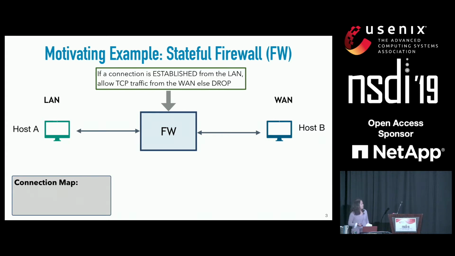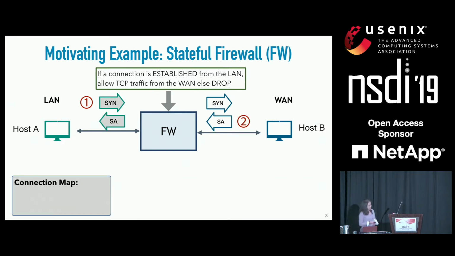So let's look at this policy in action. Host A wants to establish a connection with B, so it sends a SYN packet, which is forwarded by the firewall. B responds with a SYN ACK, followed by A responding with an ACK packet. So at this point, the connection map registers that the connection from A to B is established.